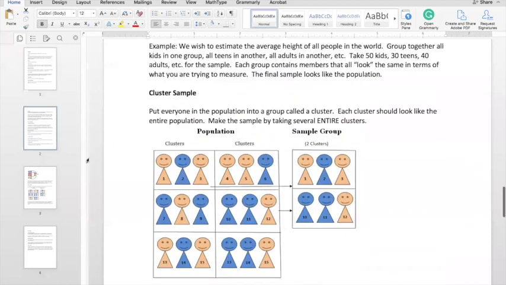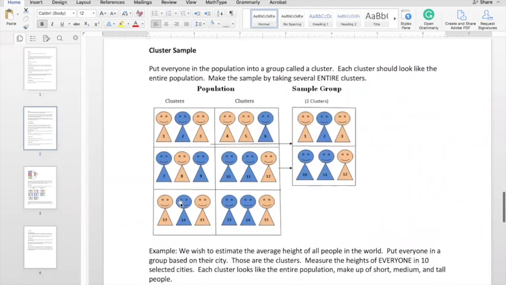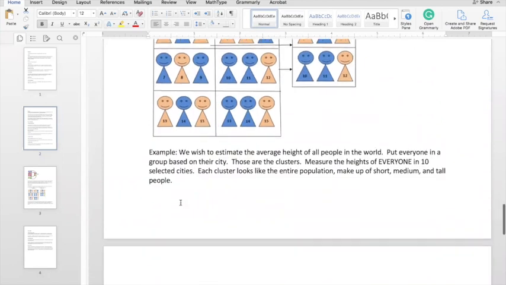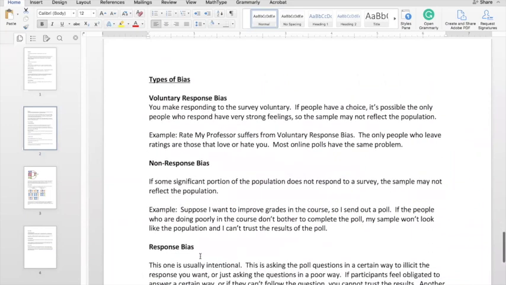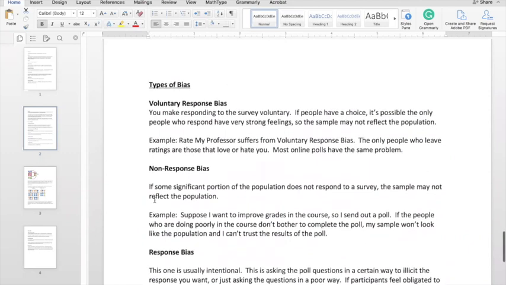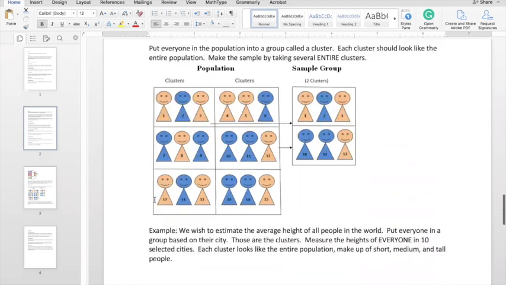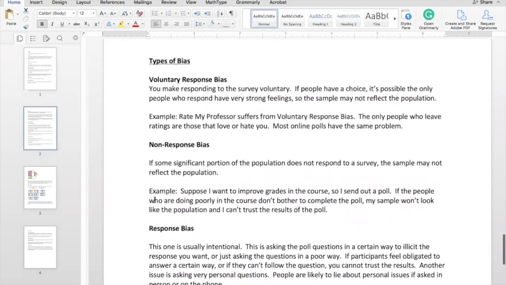Okay. These will make more sense as you do that assignment that's due in a couple of days, and try some of these on your own. Okay, and then here are some types of bias. You won't get tested on these. These might show up in the homework. The sampling methods show up on the test, but the types of bias don't. These are just interesting and things you should be thinking about.